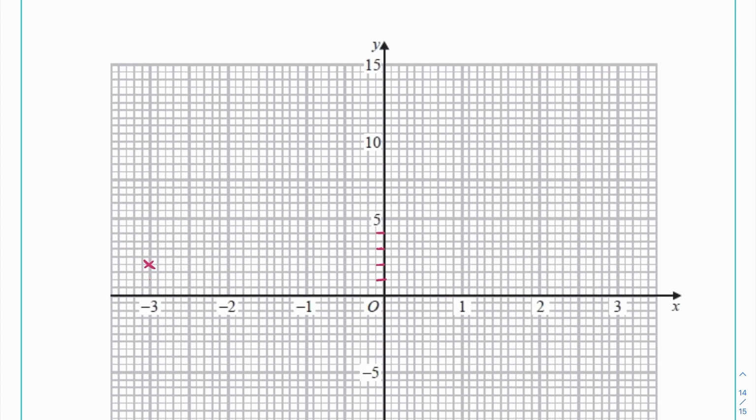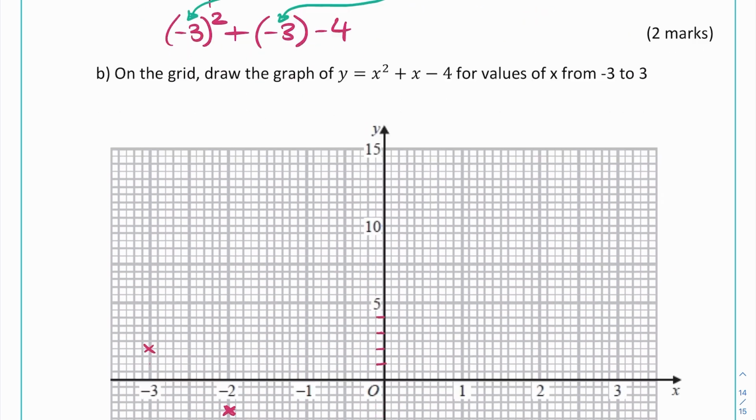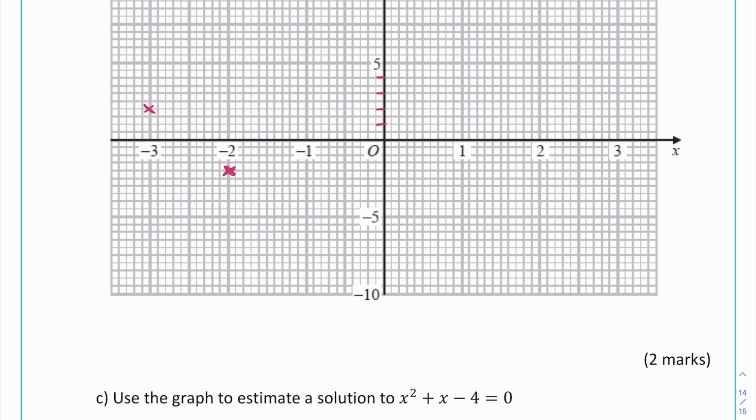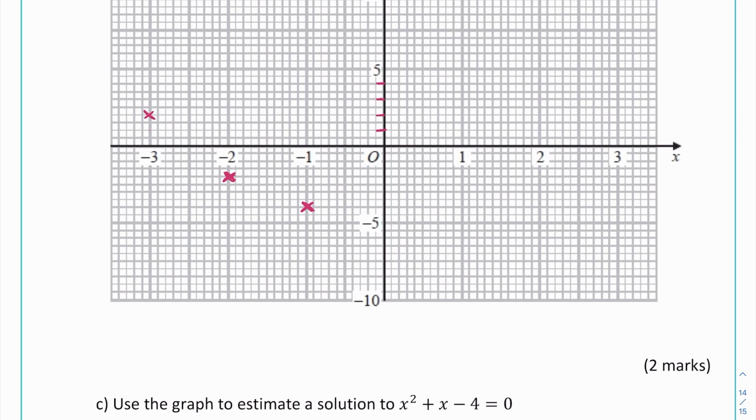The next one, negative 2, negative 2. So negative 2, and then we're going to go down 4 little squares. So that's just there. And then negative 1, negative 4. Negative 1, that's going to be 2 little squares above negative 5. So negative 1, negative 4. Then we have 0, negative 4, so the same height but across at the 0, so that's there.